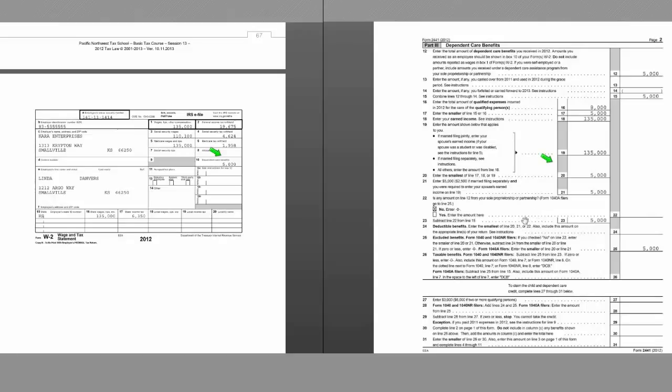We then go over to page 2 of Form 2441, and we show on page 2 of 2441 that the amount of dependent care benefit through work is $5,000, and that $5,000 essentially reduces her qualifying expense down to zero. None of the benefits are taxable, which is good for Linda, but she doesn't get a credit either.